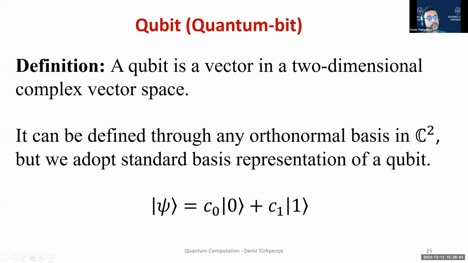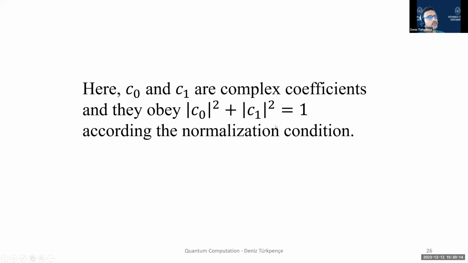Here, again, we have some complex coefficients in front of these basis states. And in fact, these coefficients carry the necessary information about the qubit. The information that these basis states carry is based on these coefficients. So these unknown coefficients are extremely important for us. Here, these complex coefficients should obey the unity condition, and of course, their absolute square summation should be equal to one according to the normalization condition.